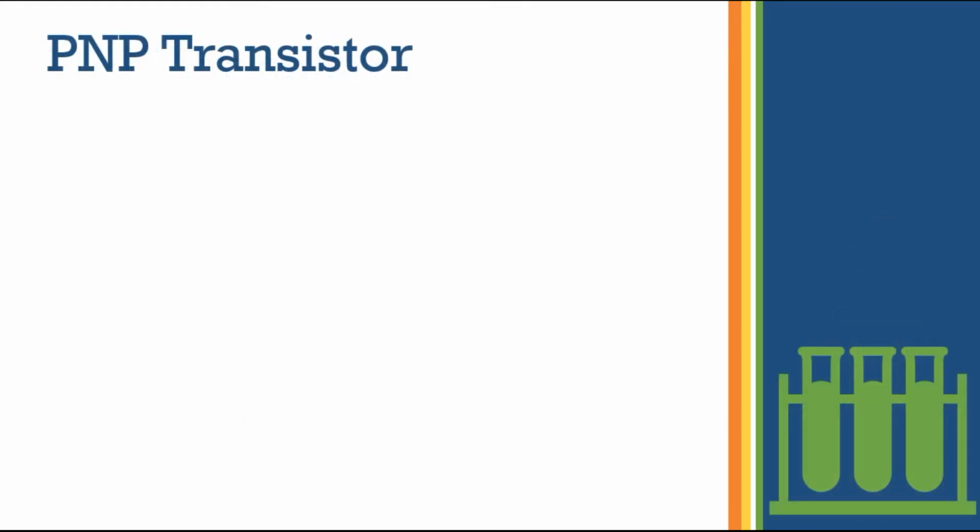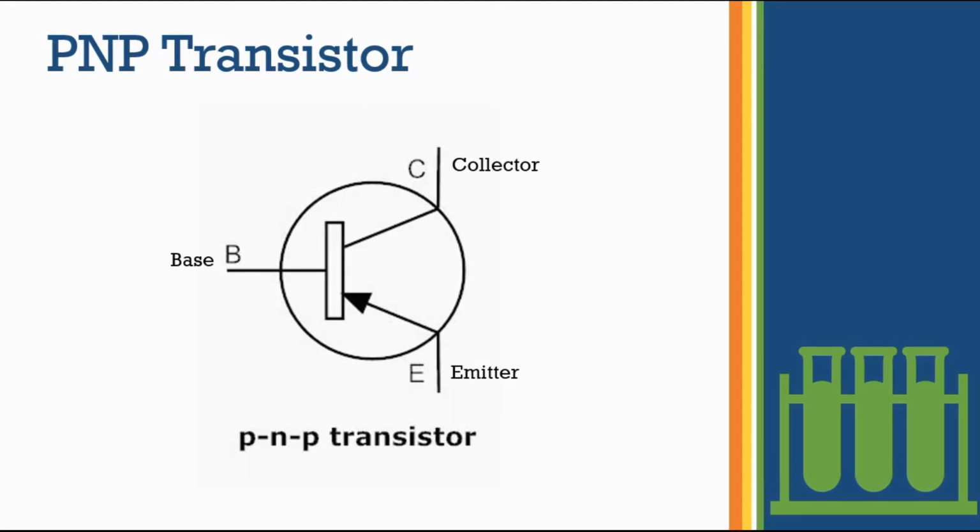Whereas a PNP transistor works totally opposite of an NPN transistor. The current flows from emitter to collector, and we have to provide negative power to the base pin.